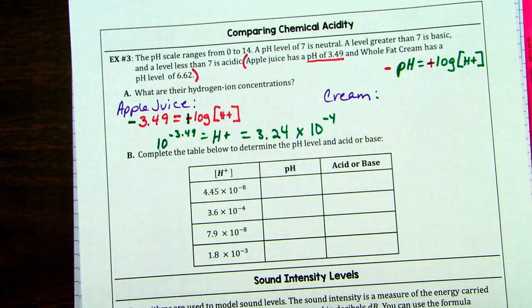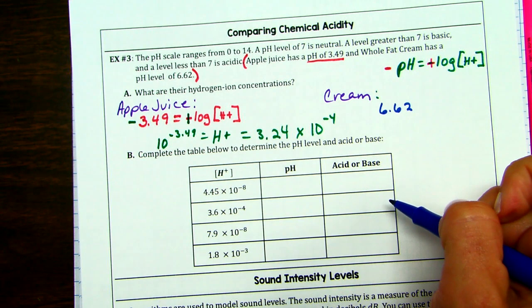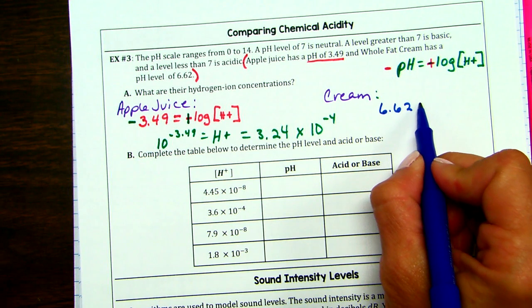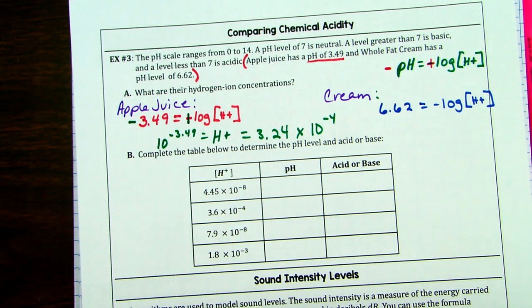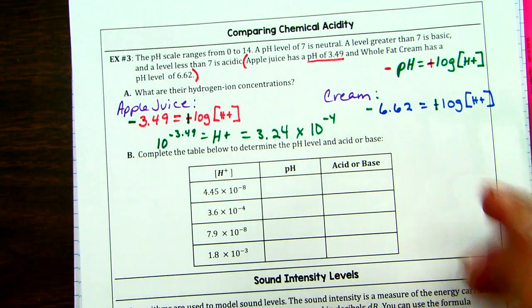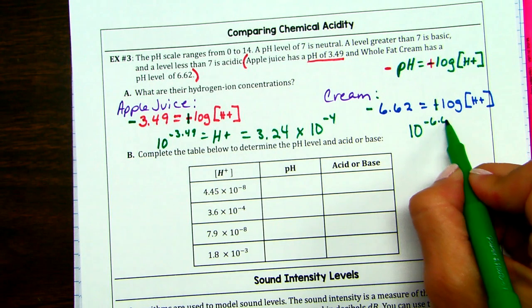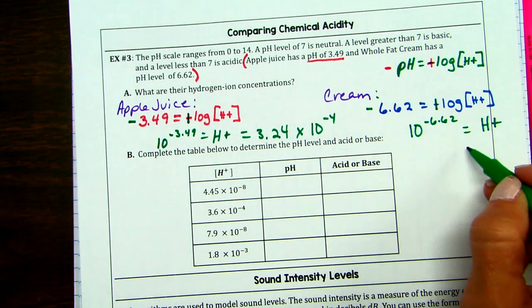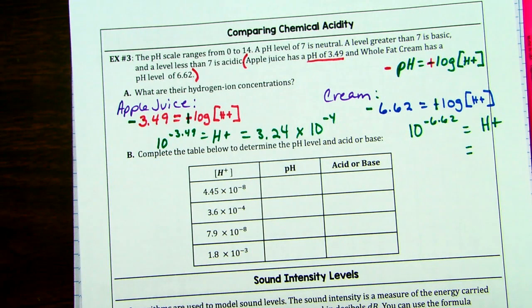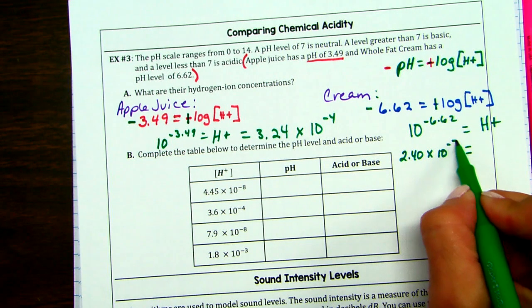Okay, cream, same idea. Cream is 6.62. Oh wait, is that the right way of thinking about it? 6.62 equals negative log of H plus. Again, deal with that negative. Multiply both sides by a negative to get rid of it on the right-hand side. So 10 to the power of negative 6.62 is 2.40 times 10 to the negative 7.